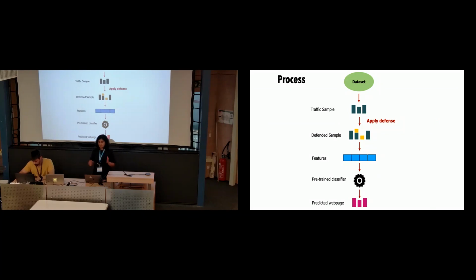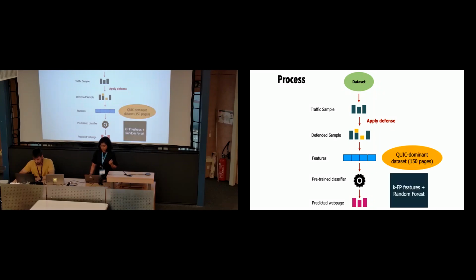And basically the process is that we have the website fingerprinting pipeline as before. We apply some defense, and then we see the performance of the classifier to see how well this defense works. And we built a QUIC dominant data set. That means that, because QUIC is still being adopted, it is difficult to actually build a set of websites that primarily use only QUIC traffic. And we build a set of about 150 pages.